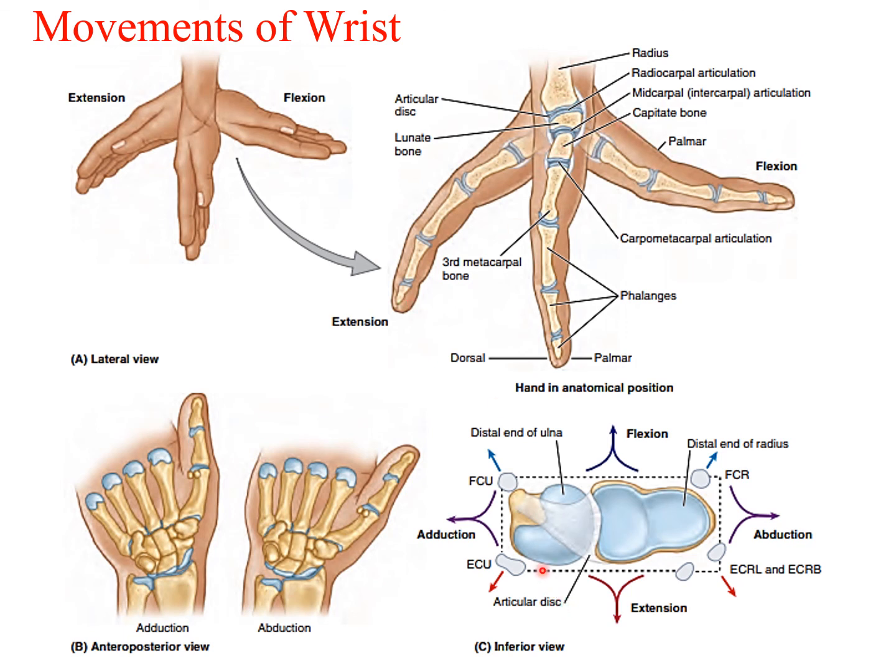If we see the joint cavity, what we can see is the distal end of the ulna, and this is the distal end of the radius. So flexor carpi radialis, extensor carpi radialis longus and extensor carpi radialis brevis are present on the lateral side, so their contraction causes abduction of the wrist. Flexor carpi ulnaris and extensor carpi ulnaris attach on the medial side of the wrist, so their contraction will cause adduction of the wrist.